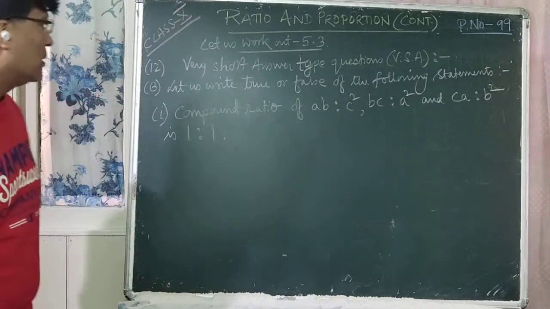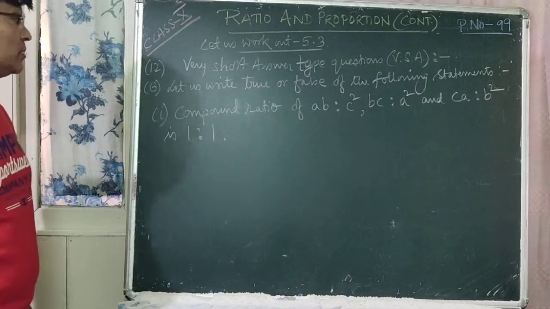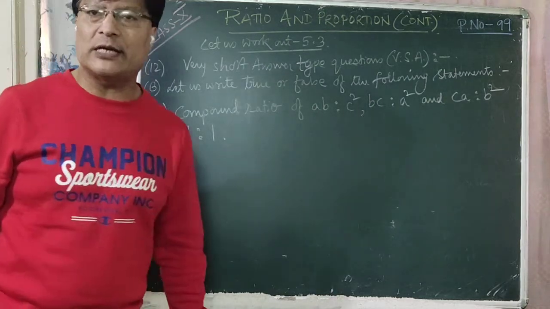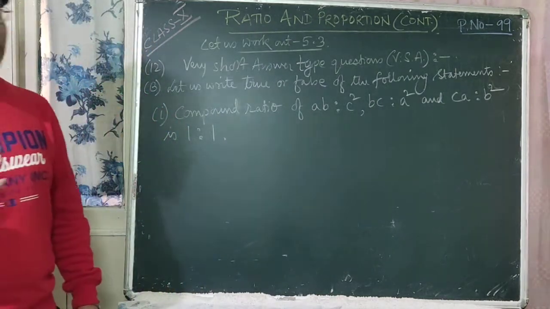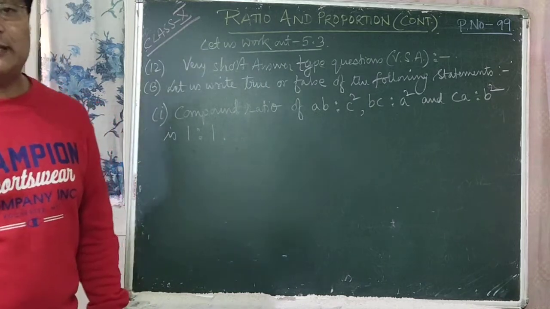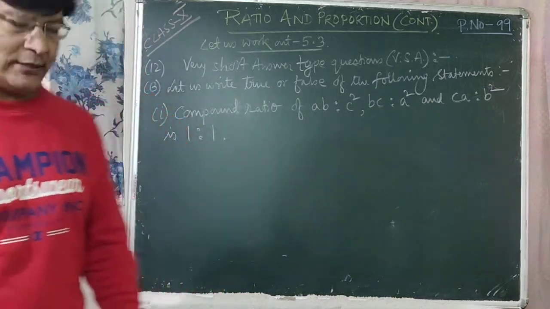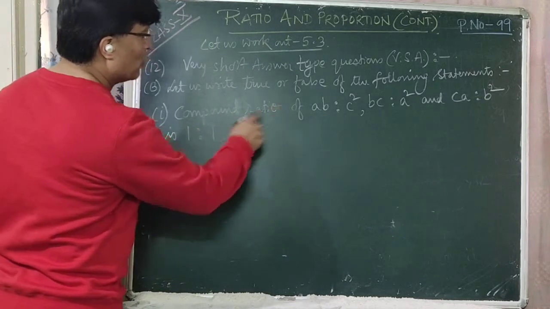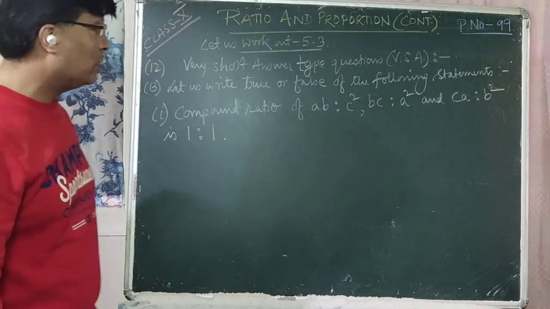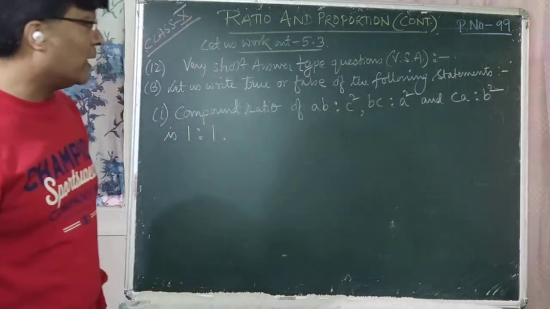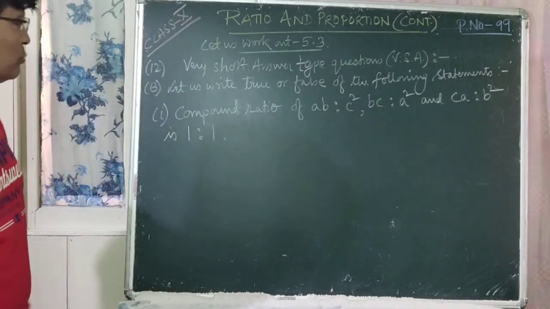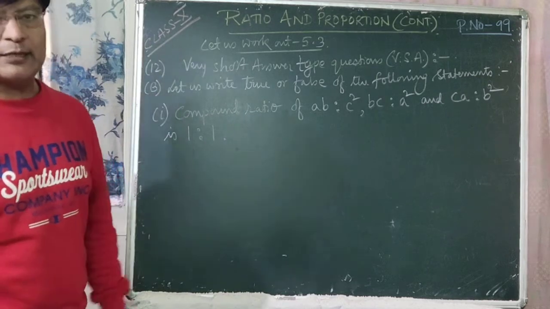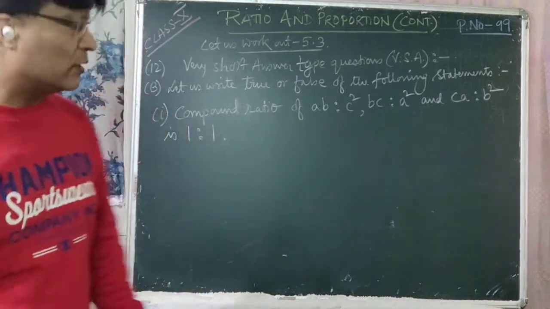Now we are doing the next question, that is 12 number B. Write true or false for the following statements. You have to check whether the given statement is true or false. The statement is: the compound ratio of AB is to C square, BC is to A square and CA is to B square is 1 is to 1.